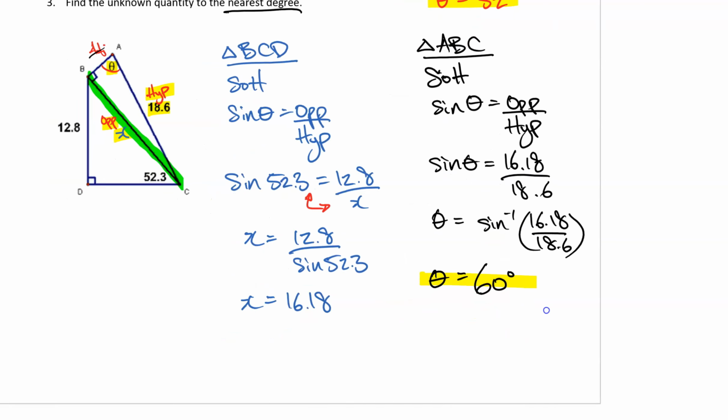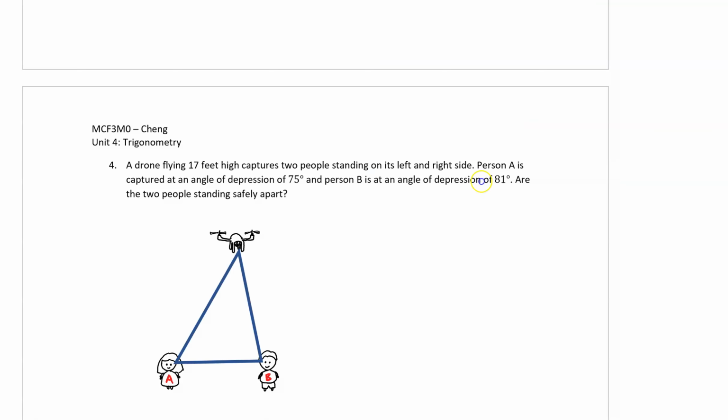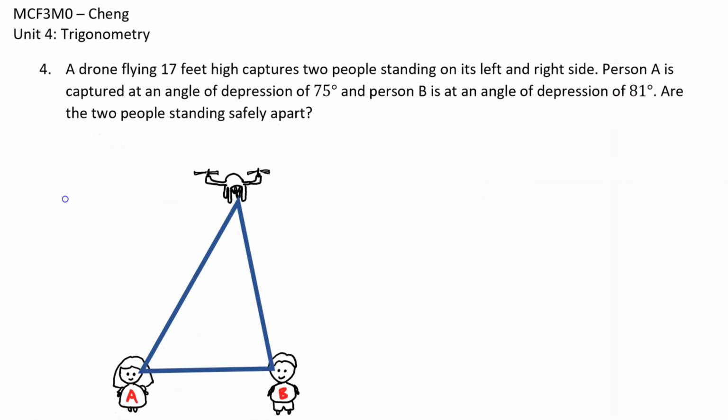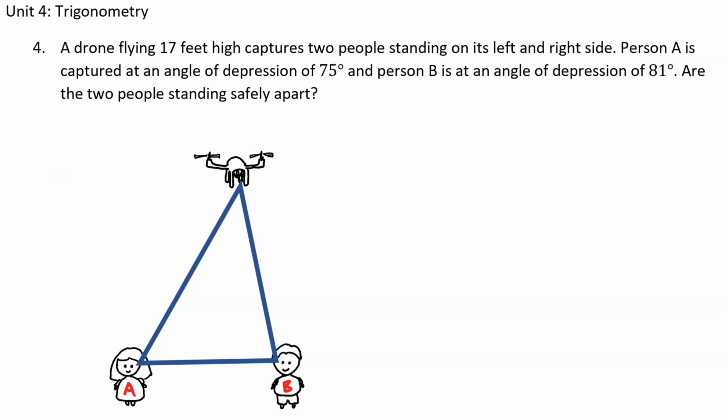Good. Let's see what I got for you. Here's a treat. It says a drone flying 17 feet captures two people standing on its left and right side. Person A captured at an angle of depression of 75 degrees, and person B is at an angle of depression of 81 degrees. Are the two people standing safely apart?